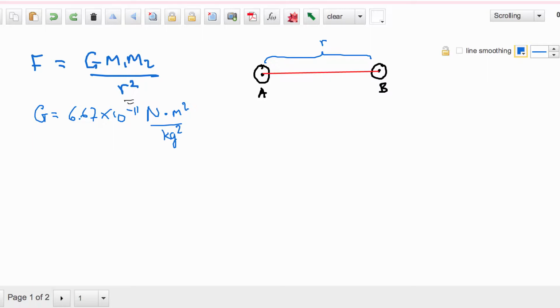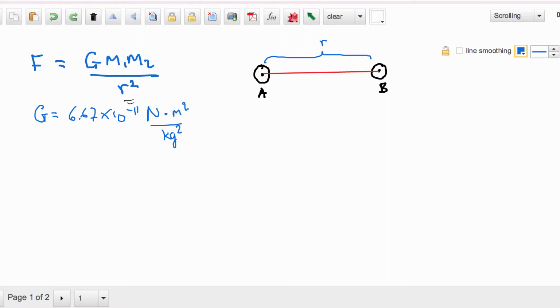That one's pretty straightforward. Okay, number 2, what force of attraction does the Earth exert on one of those apples? What force does the apple exert on the Earth? Why? How come they're going to be the same?